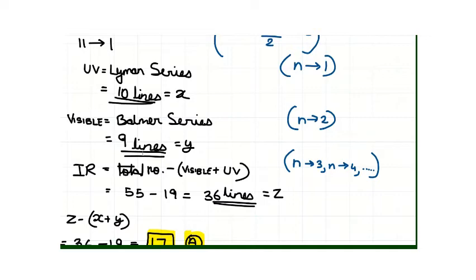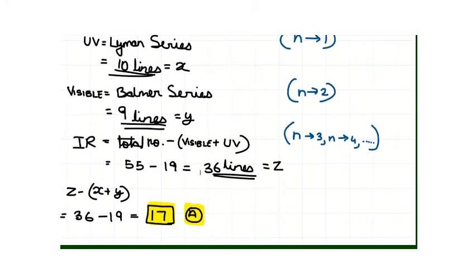And we can find the infrared region by subtracting the number of visible rays and UV rays from the total number of waves formed. We get that as 55 minus 10 plus 9, that is 55 minus 19, which turns out to be 36. When we equate UV as X, visible as Y, IR as Z, and put it into Z minus X plus Y, we get that as 36 minus 19, which turns out to be 7.